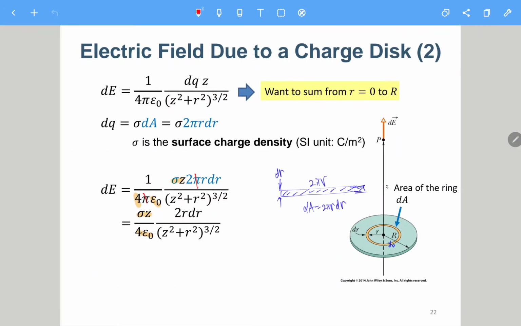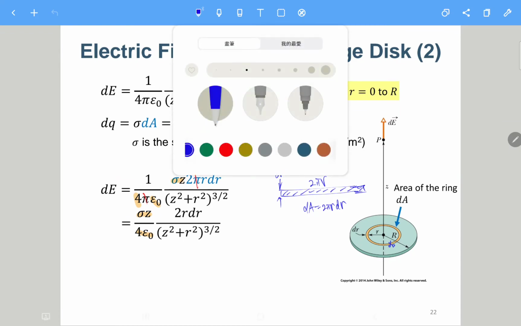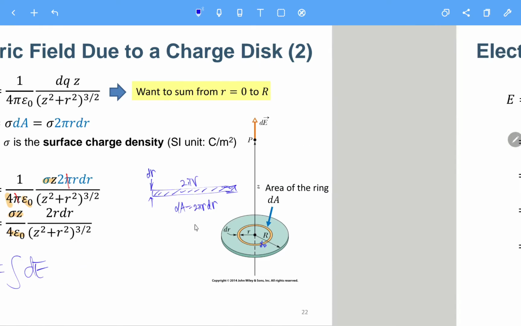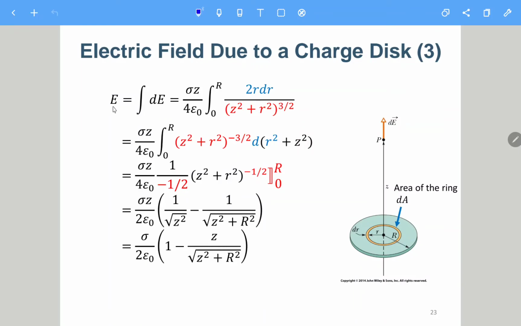Okay, so next we can do the integration, which is actually the total E field, which is the integration of dE, which is this one, and this is constant. This whole term is related to r, so we need to do the integration of this one, but it is not so difficult. So E is this one, and this is a constant, so we just move it out from the integration. Doing the integration of this one is not so difficult because we can use the chain rule, or you can regard it as a change of variable.